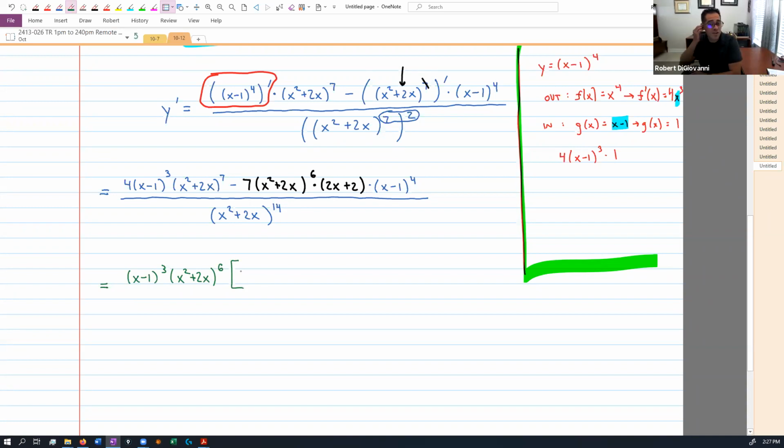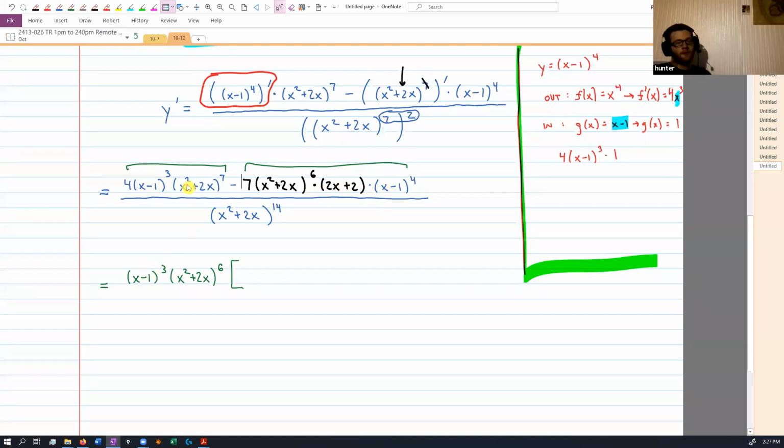I'm pulling out a GCF, greatest common factor. There are two terms up top, this one and this one. They both have an x minus 1 cubed, don't they? This one has an x minus 1 to the 4th. This one has an x minus 1 cubed. So I can pull an x minus 1 cubed out.